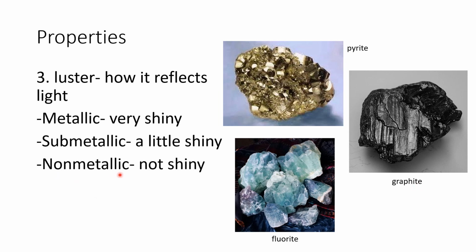And then non-metallic lusters can be all kinds of different things, like dull or pearly or silky or translucent or earthy. Lots of different lusters can be within this non-metallic grouping. I chose this as an example because I thought it was pretty. This is fluorite. This is one of those halide minerals. It has fluorine in it, and this can come in many different colors, but you can see that it's definitely not shiny like a metallic mineral.